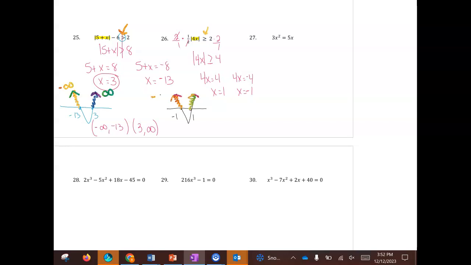Arrow on the left is -infinity, arrow on the right is infinity, so my answer is from -infinity to -1, and from 1 to infinity. But this time my numbers are going to have brackets around them because the inequality is underlined. All right, that takes care of all the absolute values.